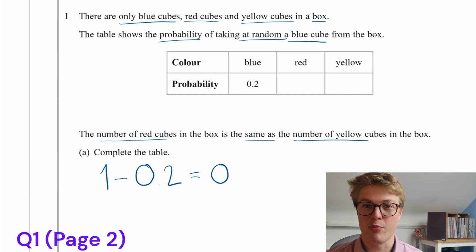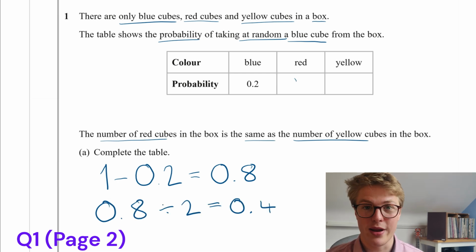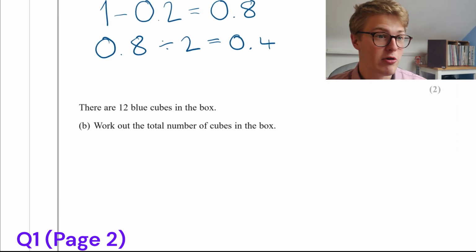So we do 1 minus 0.2, which gives us 0.8, and we're told that the number of red cubes is the same as the number of yellow cubes, so we just divide 0.8 by 2 and we get 0.4 for both. Then we are told there are 12 blue cubes in the box.